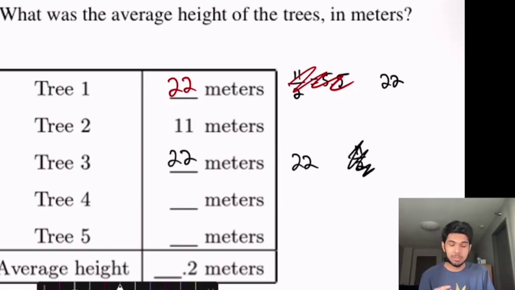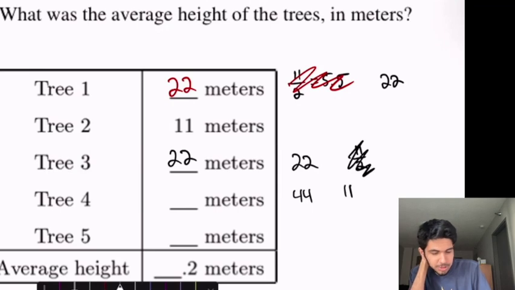Now let's do tree 4. If tree 3 is half as tall as tree 4, then it could be 44 meters tall. And if it's twice as tall as tree 4, then tree 4 could be 11 meters tall. So we have two cases, both of which are possible since they're both integers, so we don't know for sure. So now we need to find tree 5, and there's a couple of cases to consider based off of what tree 4 is.